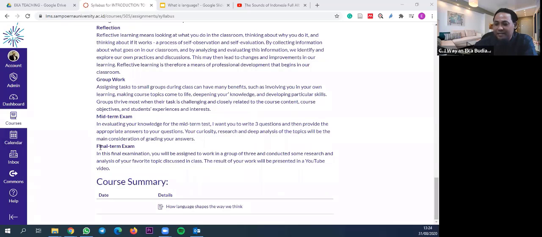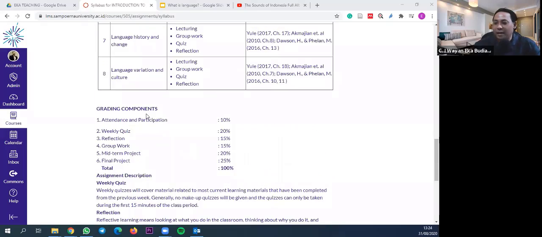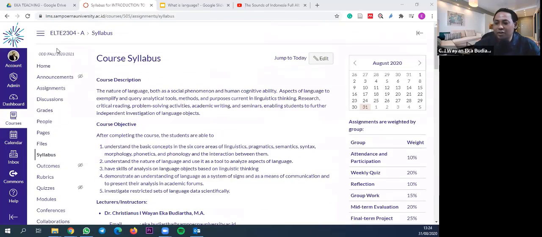And final term, as I said to you, assign group work, group of 3 or 2, up to you later on, in order to conduct and pick one topic. So from now on, you can have a look at this. Okay, so that's the core syllabus. Any questions on this? If you have questions later on, then you can let me know.